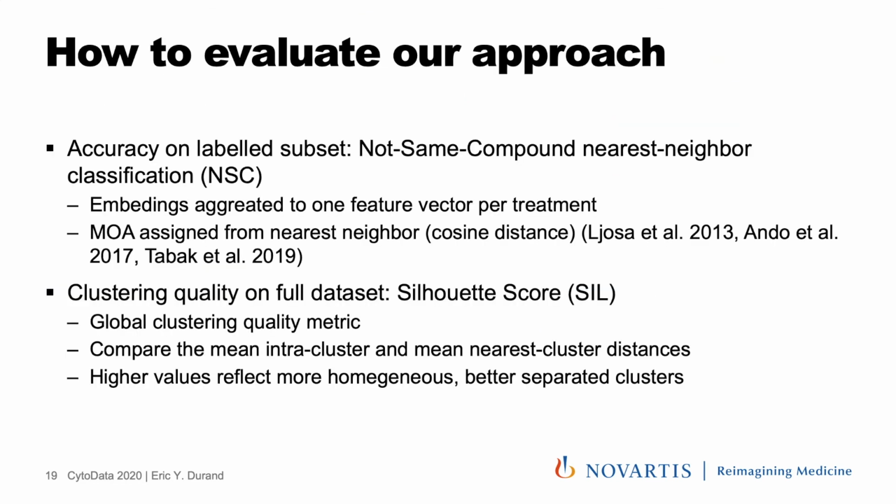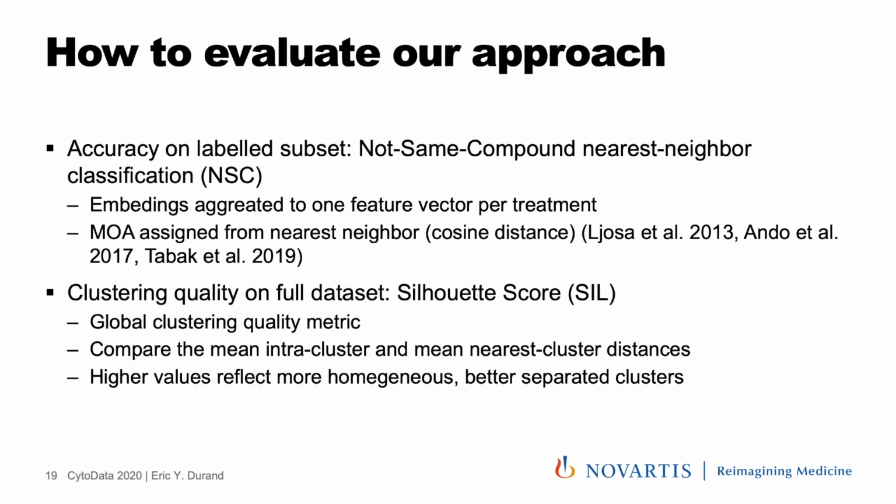So now the question is how to evaluate our approach. The first thing you can do, which is very useful to compare yourself to other methods, is to compute the accuracy on the labeled subset of the dataset. For that, we align with what's most common in the literature. We use nearest neighbor classification, where we aggregate embeddings to one feature vector per treatment, and we assign the mode of action from the nearest neighbor using cosine distance in a leave-one-out fashion.